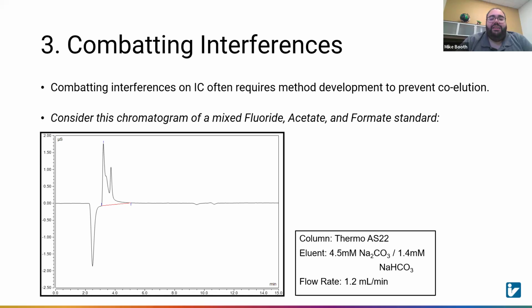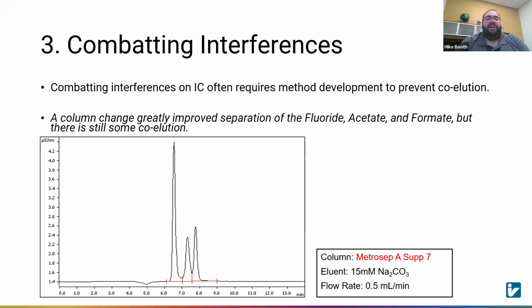So what we've done is we said, okay, this column is not really suitable for this. Let's switch out to another column. So we ran it on a different column that was more suited for low molecular weight organics. And when we ran it through at our normal operating parameters, we definitely see the three peaks now. They're not fully separated, but a lot better performance than the other column.